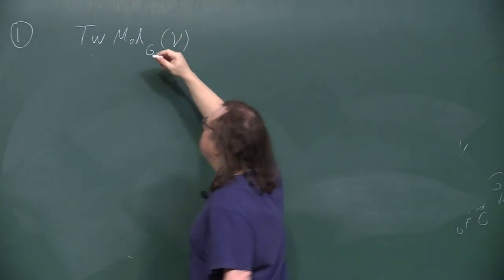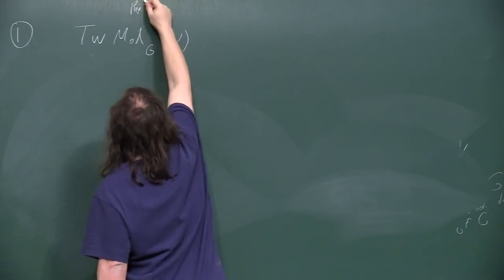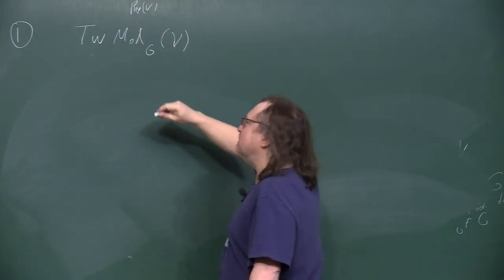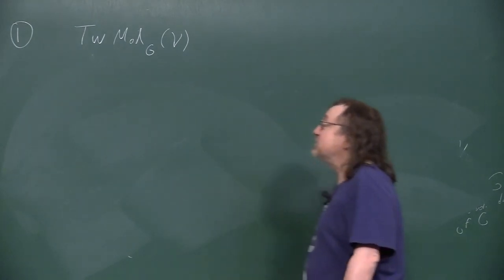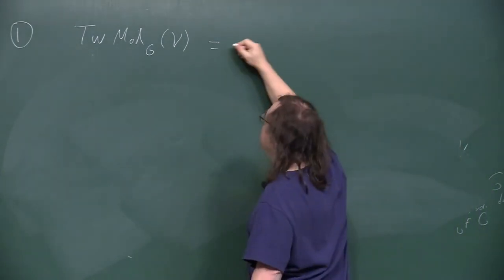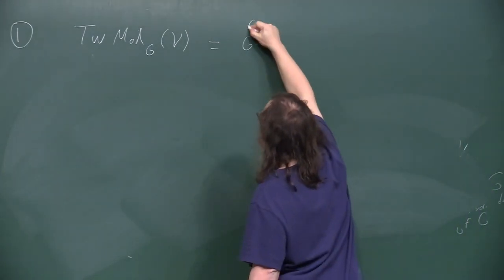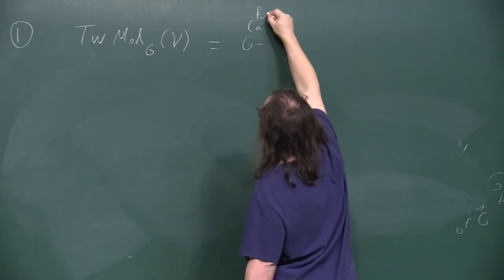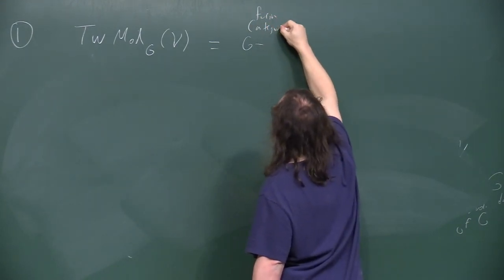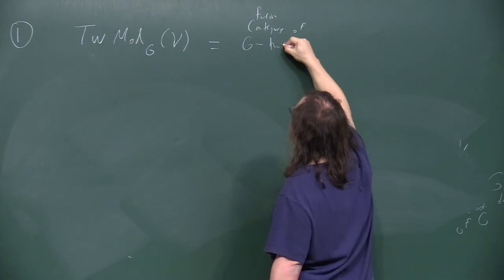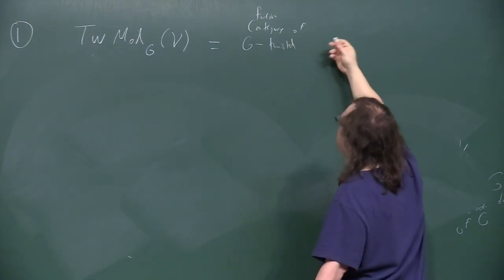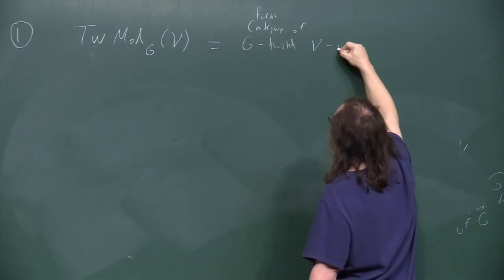I think other people use the notation Rep V, but I think that isn't good. I prefer this notation, so I'm going to use this notation. So this is the category, the tensor category, the fusion category of G-twisted V-modules.